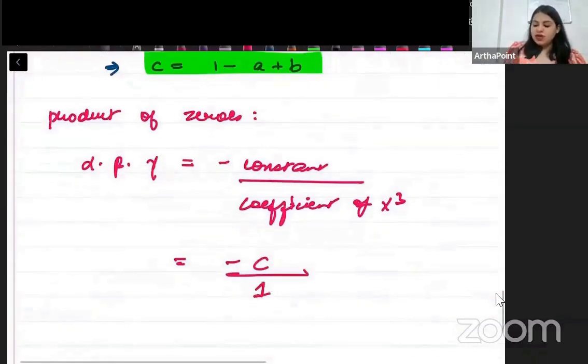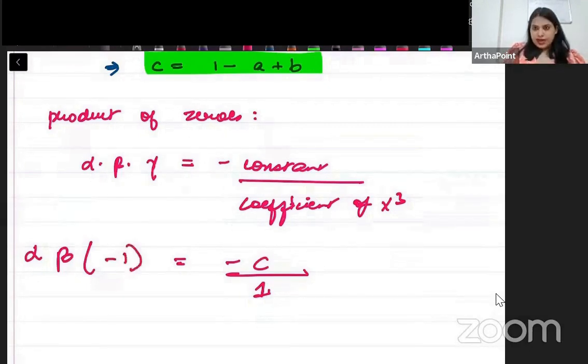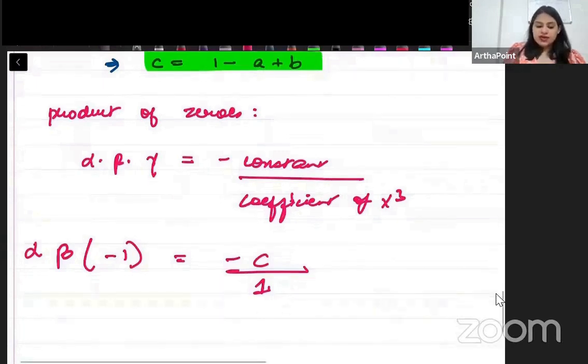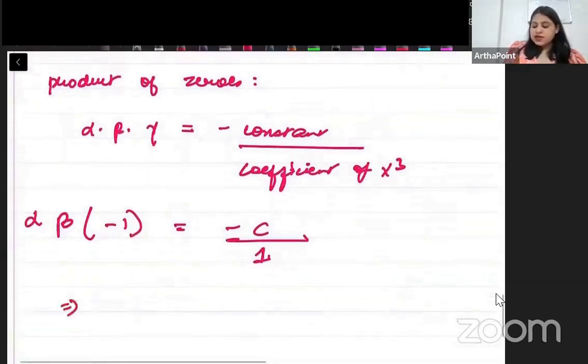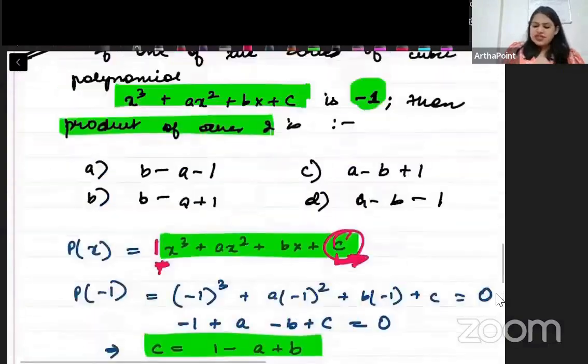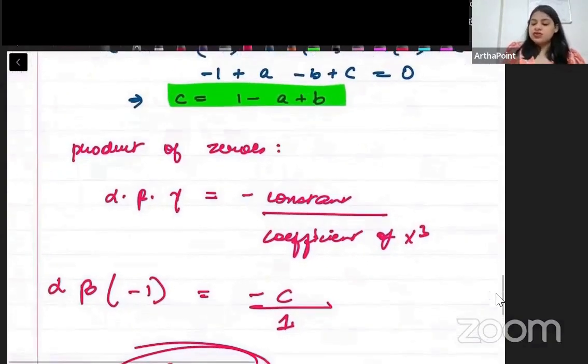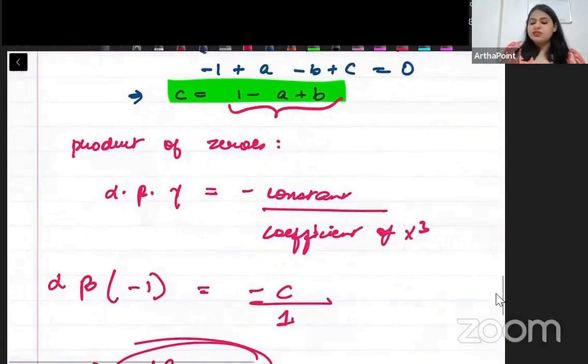So, beta, one zero can be alpha, another zero can be beta, but one of the zeros is given to me. And what is that zero that is given to you? It is given to you as minus 1. The third zero is given to you as minus 1. So this implies, beta, that alpha into beta will be equal to c. But c is not given in any option, but I just found out that c is 1 minus a plus b.